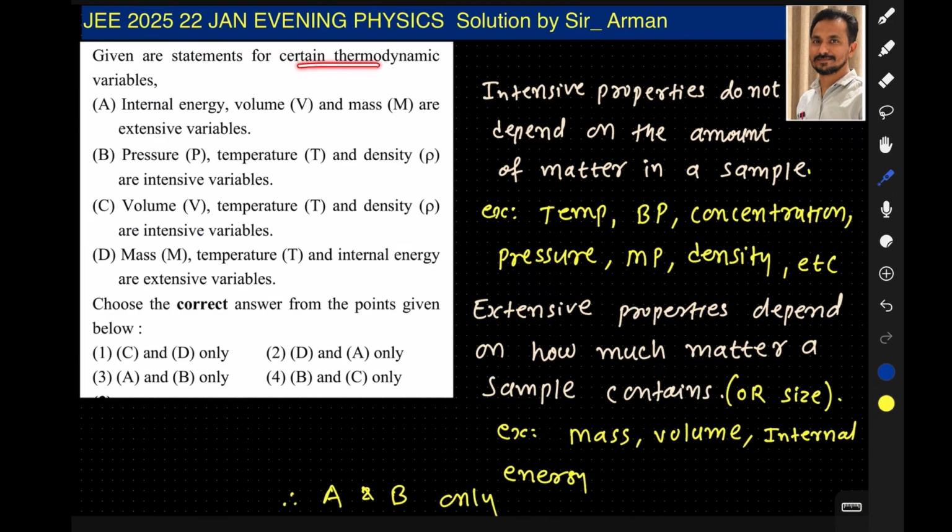Given are the statements for certain thermodynamic variables. तो यहाँ हमारे पास कुछ स्टेटमेंट हैं जिनमें एक्सटेंसिव और इंटेंसिव वेरिएबल्स की बात हुई है, एंड वी हैव टू आइडेंटिफाई विच वन ऑफ द स्टेटमेंट्स आर करेक्ट.